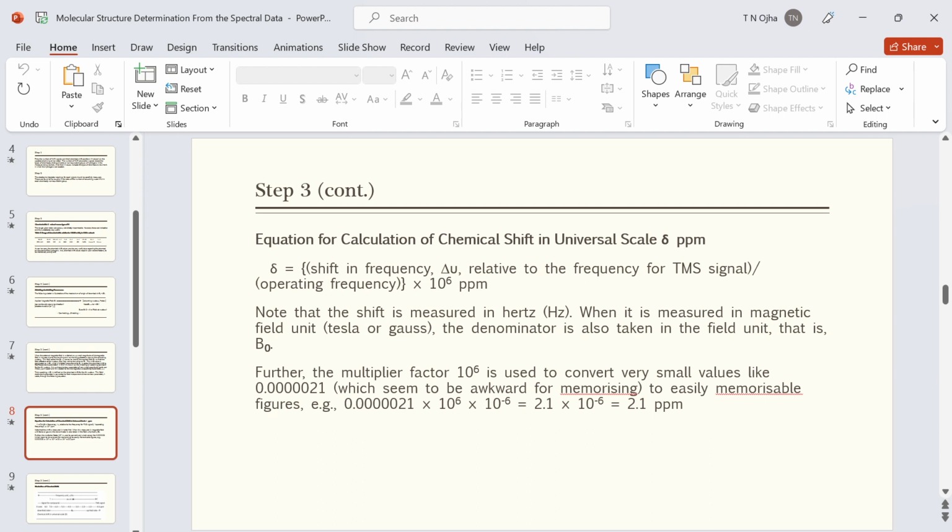This is very important to remember. Why do we use 10 to the power 6 and why do we use ppm? Both cancel each other.